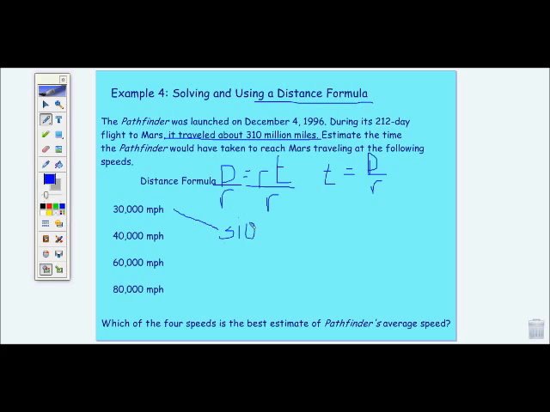I have 310,000,000, my distance, and I'm going to divide that by the rate in the first one of 30,000. Put that into a calculator again, and I would end up with 10,333.